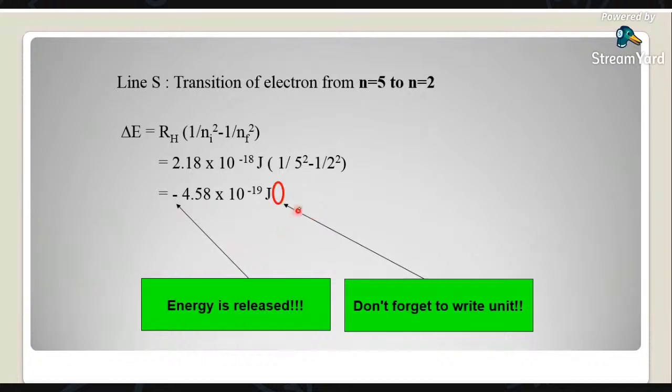Also be careful here. If you refer to the list of constants, we have two Rydberg constant values. One is in unit joule, one more is in unit per meter. To calculate delta E, delta E is energy, right? So that's why we have to use the constant in unit joule. If you want to calculate wavelength, panjang gelombang, then we have to use the Rydberg constant with unit per meter.